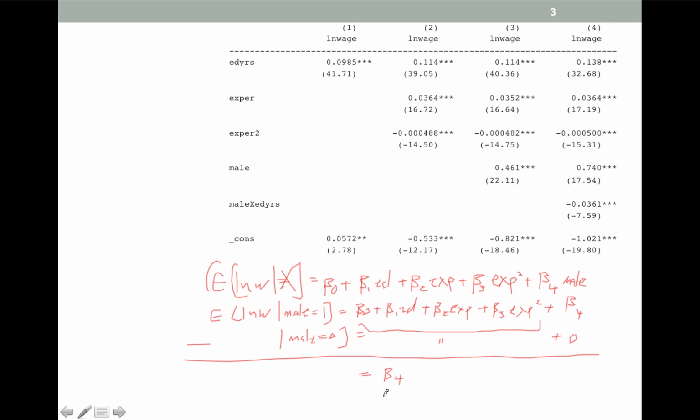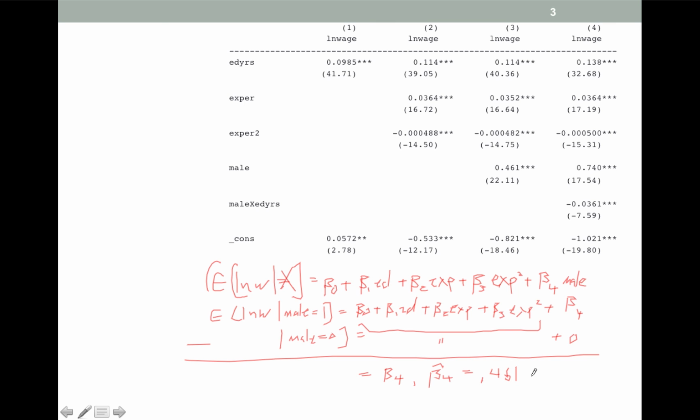So what's beta 4? Beta 4 is the difference, holding everything else constant, between what we expect for males and what we expect for females. And in this table, beta 4 hat, our estimate, is 0.461.